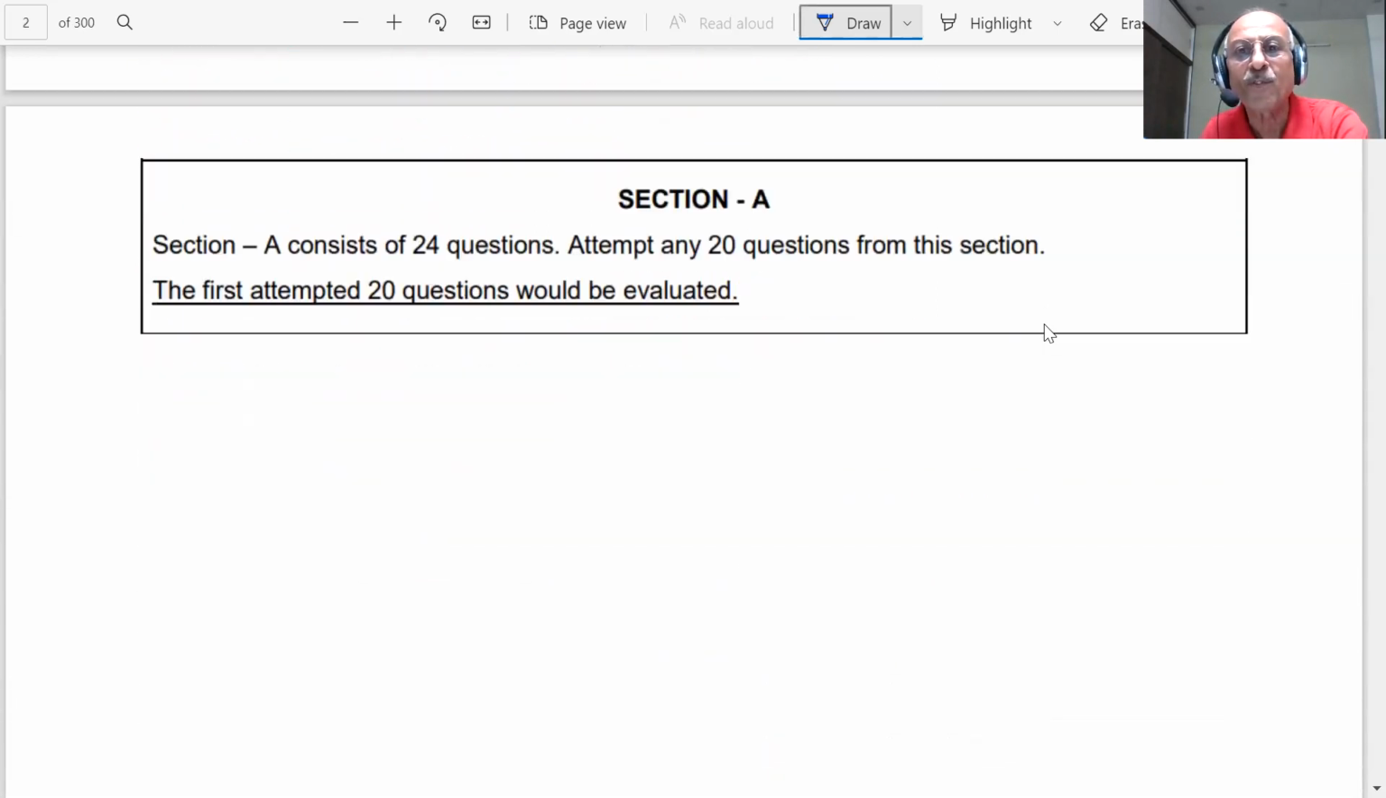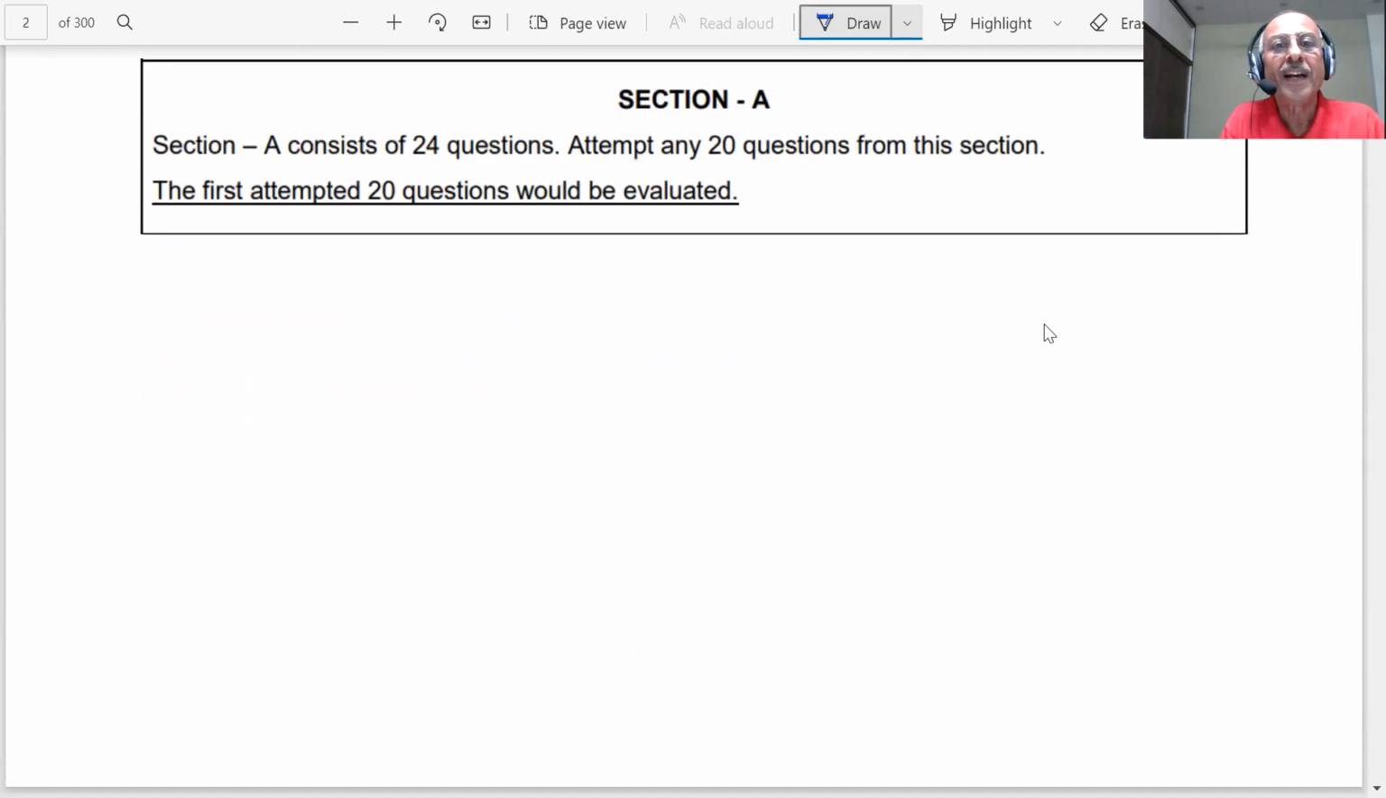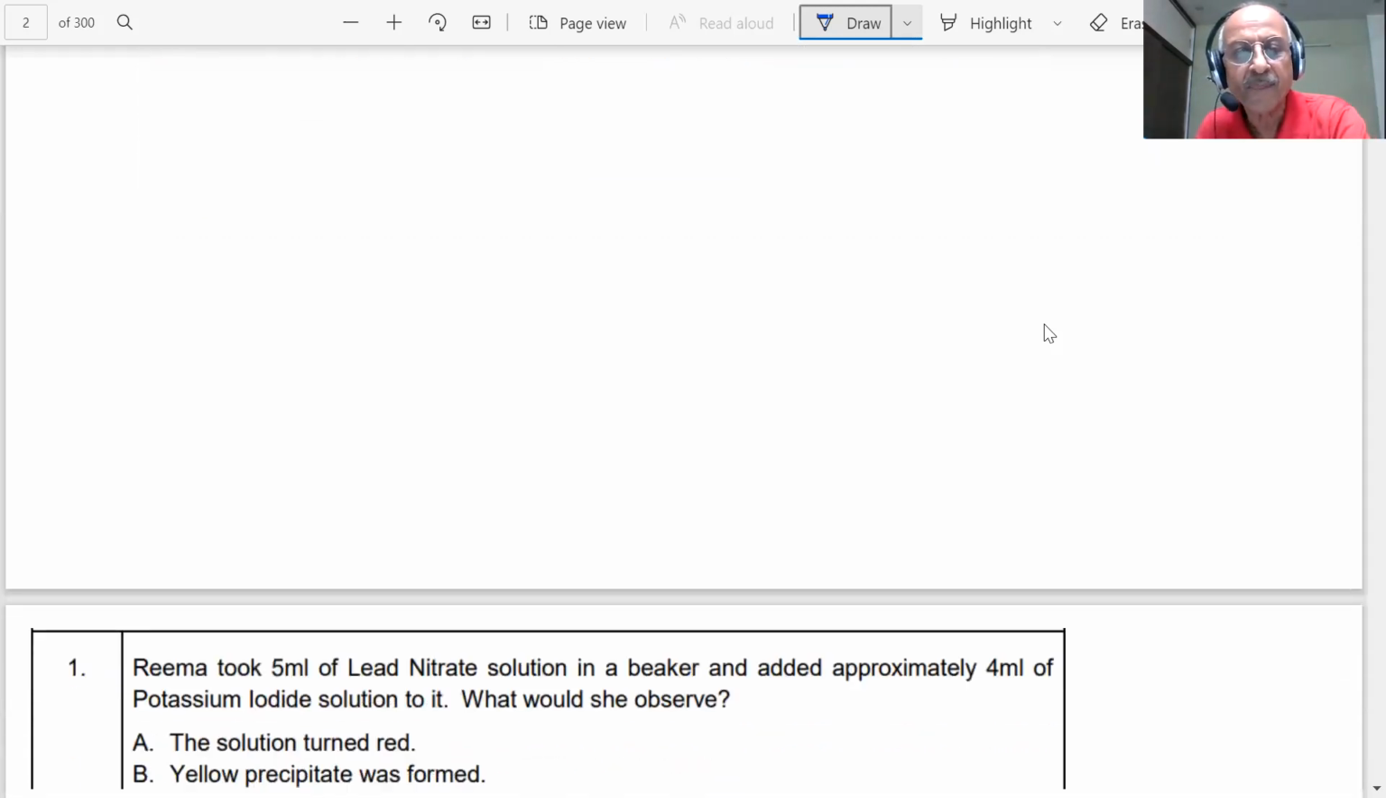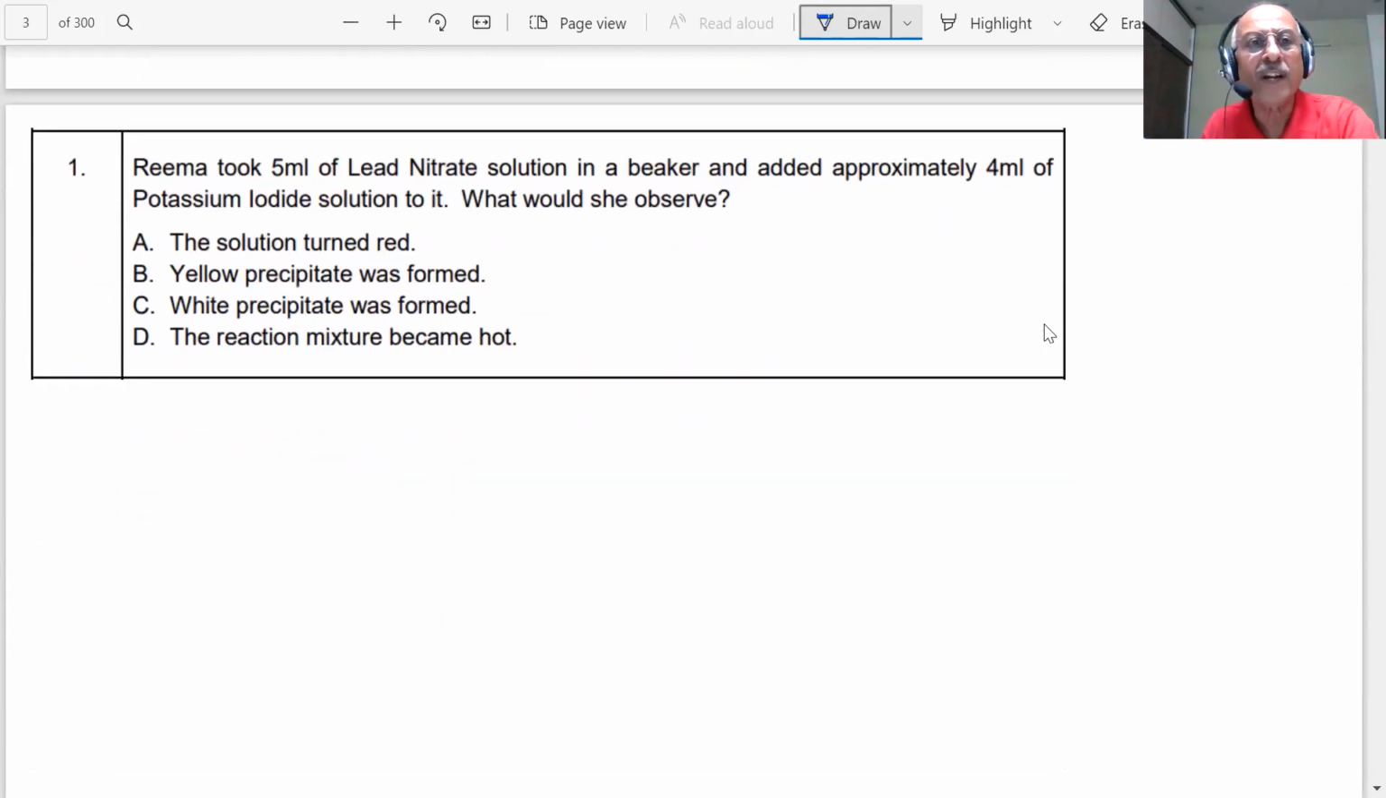All right, I'm coming to section A, which will be solved today. It consists of 24 questions. Attempt any 20 questions from this section. The first attempted 20 questions will be evaluated. Even if you do more than that, it will not be evaluated. First question is coming, student. Read the question very carefully and pay attention to each and every word, each and every line. Then only you answer the question.